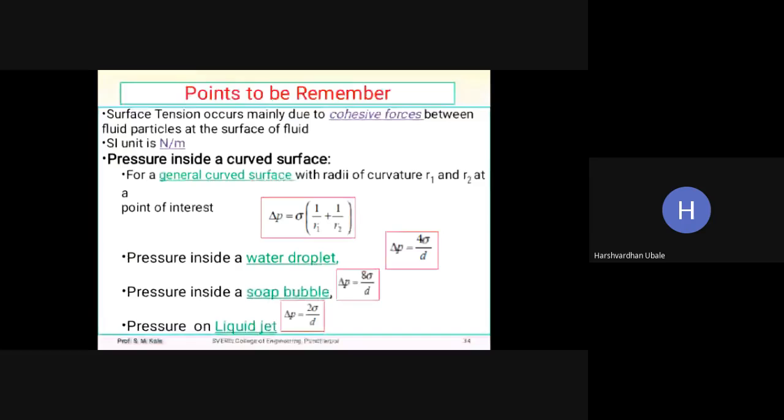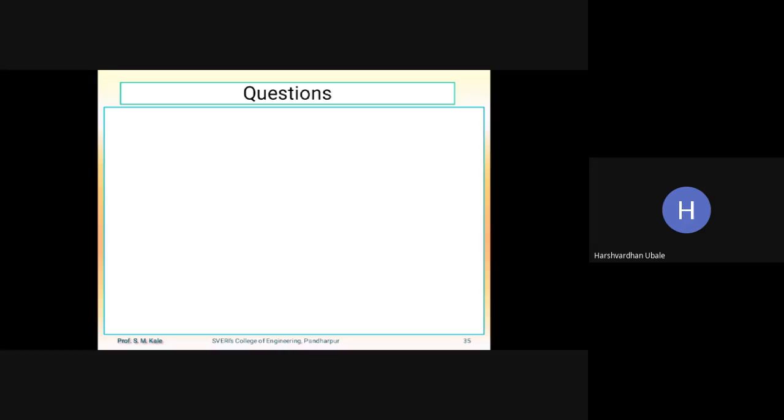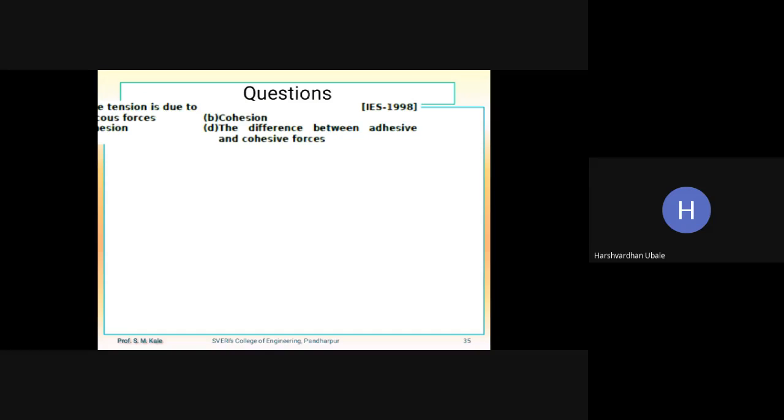Now we will solve the problems based on surface tension. So first question: surface tension is due to, four options are there. This question was asked in IES 1998. So the chat box is open for you. You can drop your answers.